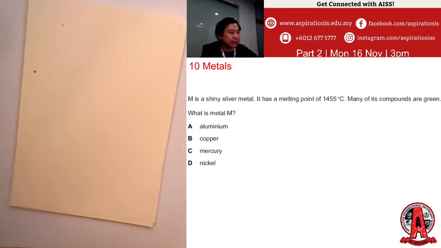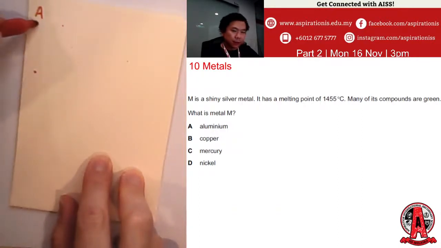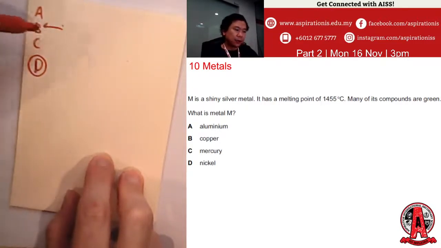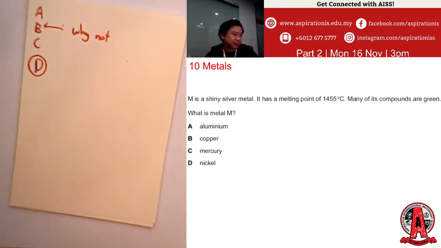Mercury, Rohan, mercury exists as a liquid at room temperature. So its melting point cannot be 1455. Yes, the answer is D. Well done, Puting. It's D. Can I know why not B? Yeah, Angsin, Huting, D, correct. Why not B?